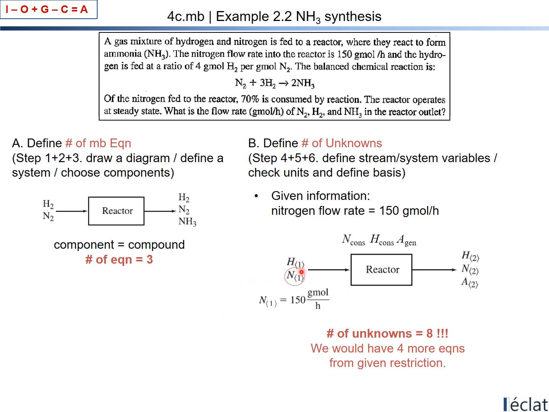Let me denote this one as stream 1 and this one as stream 2, and hydrogen and nitrogen are introduced into the reactor, so H1 and N1. The other ones are N2, H2, and A2, ammonia. So we have 3 system variables and 5 stream variables, so 8 unknowns are there in our process. We need to have 5 more additional equations or constraints. Let's go to step C.